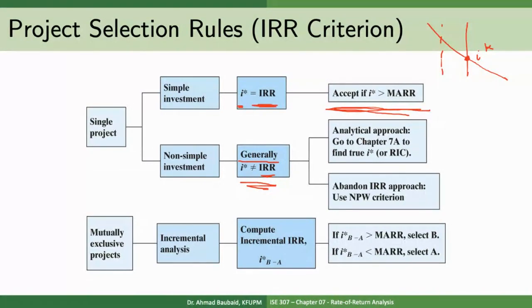Well, there are two options. One is actually, and we're not going to cover this, but it's in your book. There's chapter 7a. It shows you a technique to find the true I star, the one value that you need to use. I'm actually not sure how it works because I haven't gone over it myself. But just know that it's there if you need it. What we're going to do here is basically abandon the internal rate of return approach and go back to our old friend, the net present worth criterion, because it's much easier.